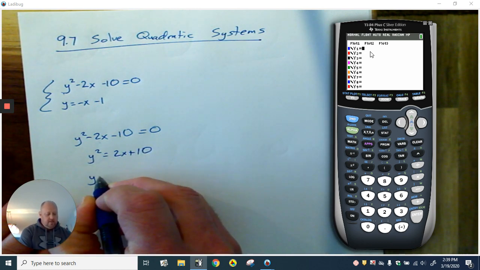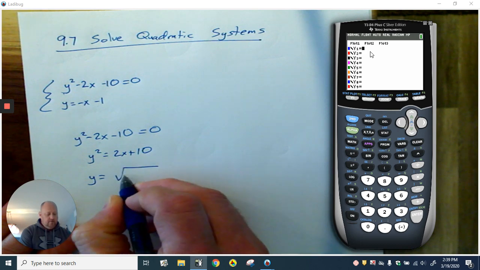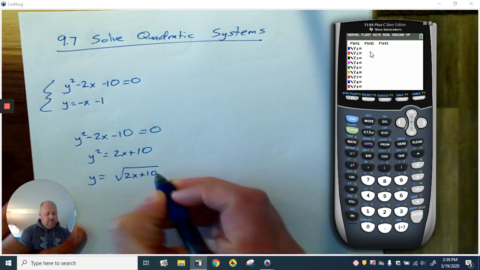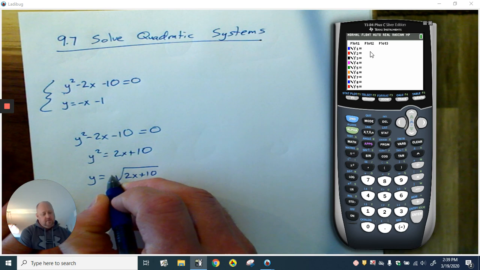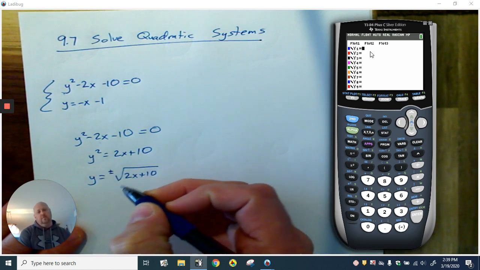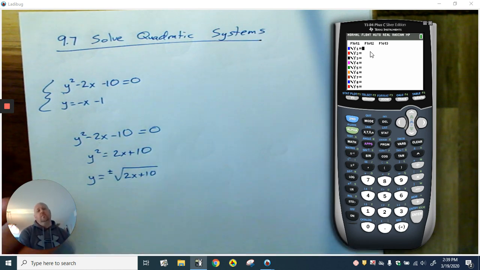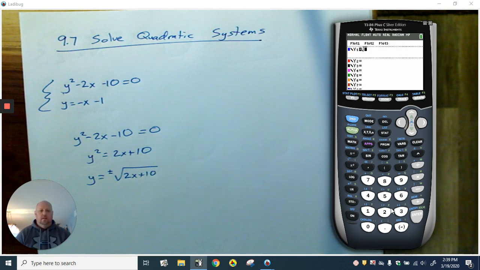And then we would say we can take the square root of that, which would be the square root of 2x plus 10. But again, anytime we take a square root, we have to account for plus or minus. That's important when we go to use the calculator. So we type in the square root of 2x plus 10.